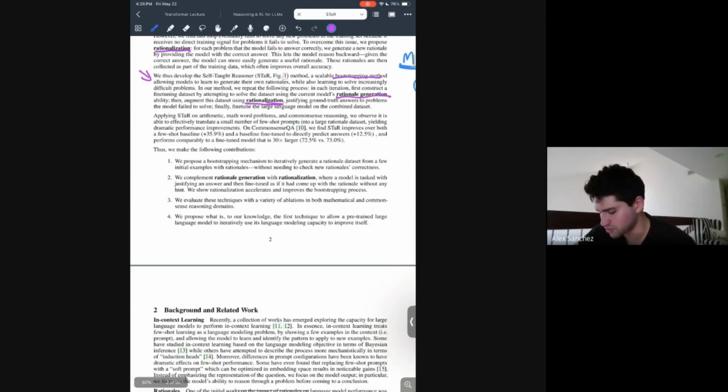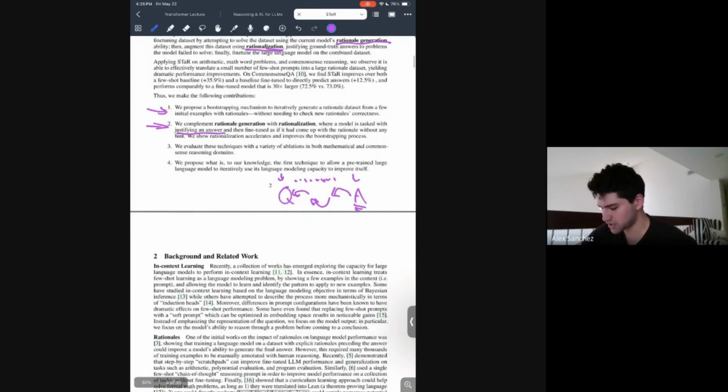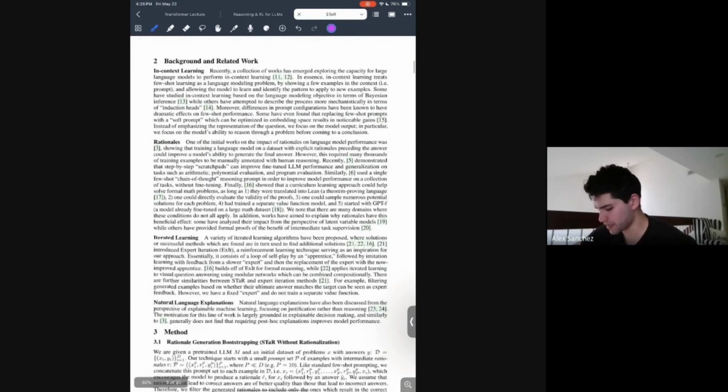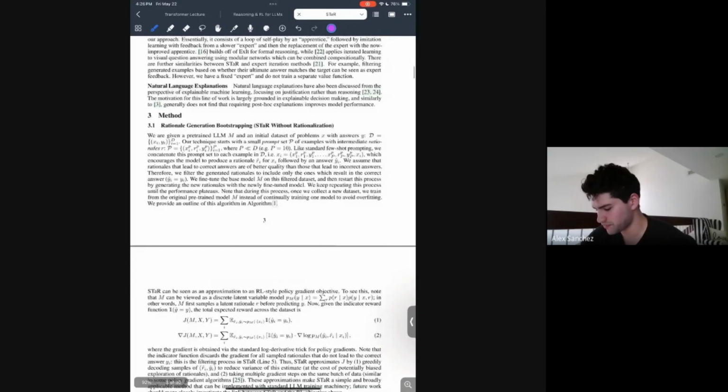And here they talk about the contributions. They propose bootstrapping, like we talked about. And then, to me, the second, probably more important part is rationalization. That's where the model is tasked with justifying the answer. Again, given the answer and the question, but given the answer as a hint, it's not meant to predict the answer. It starts chaining the reasoning backwards. It's like, okay, given this question and this answer, what would the proper reasoning be to lead there? And we can jump straight to the methods.